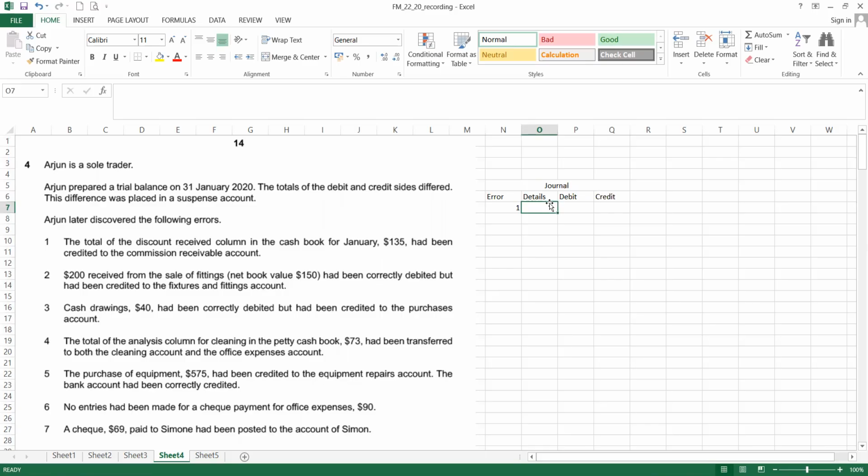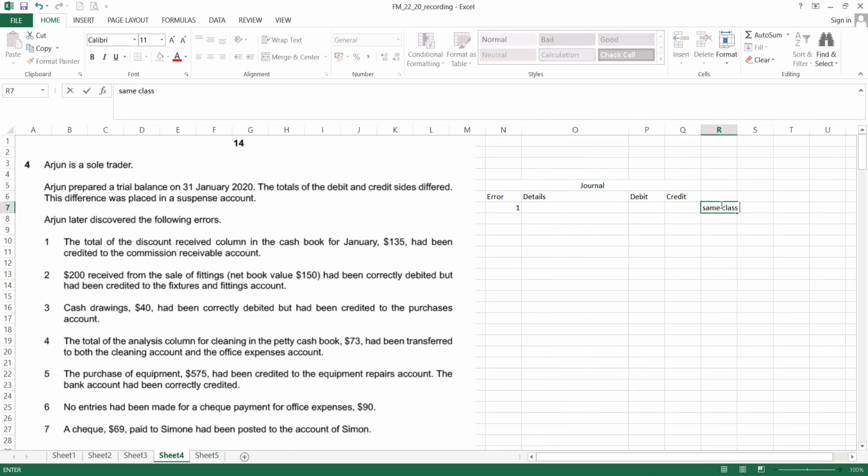For number 1, the error. The total of the discount received column in the cash book for January, 135, has been credited to the commission receivable. This is the same class but wrong account. So this error we call error of commission. So this is to take notes. So the double entry to adjust it.